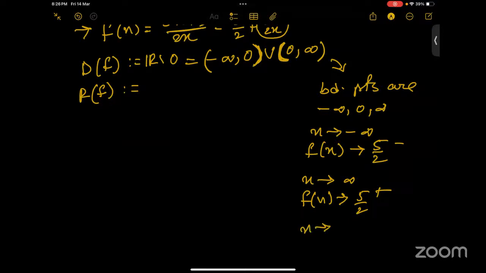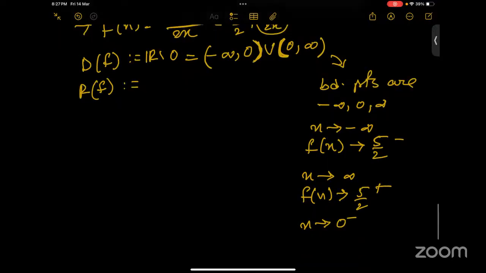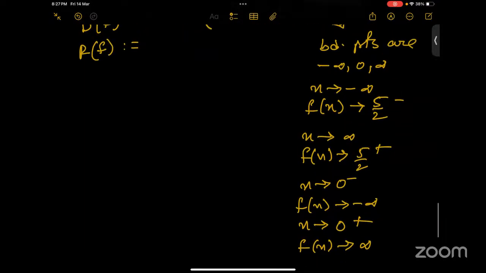When x is tending to 0 from the negative side, think about it: 1 by x will be tending to negative infinity. Then our f(x) will be tending to negative infinity. And when x is tending to 0 from the positive side, then our f(x) will be tending to positive infinity. Is it fine or do you have any doubt?